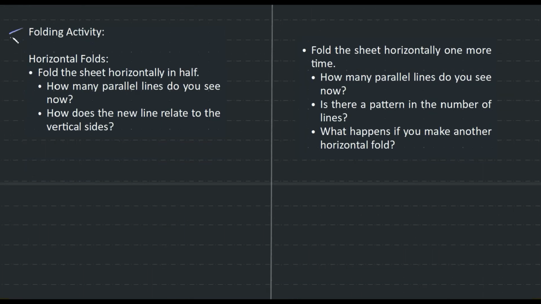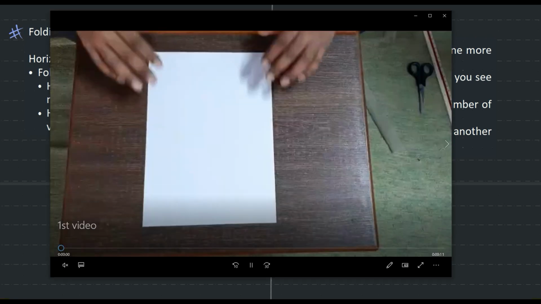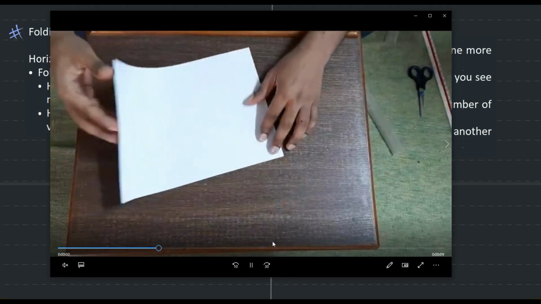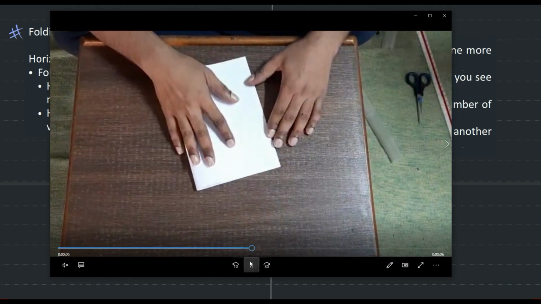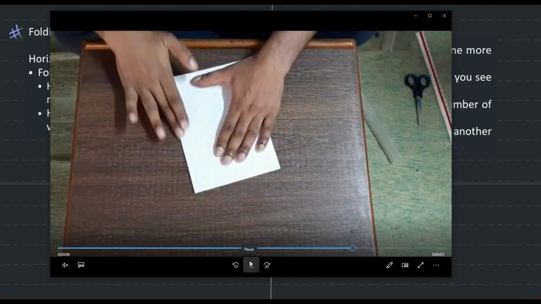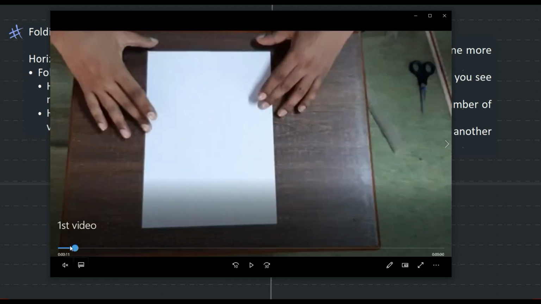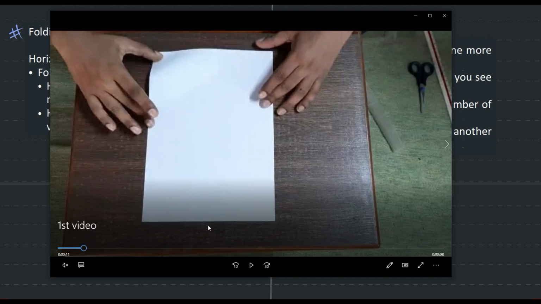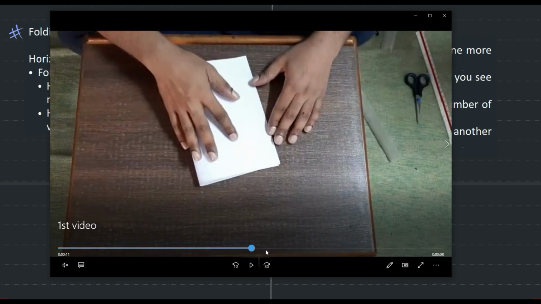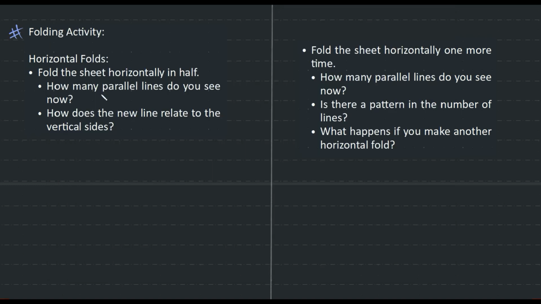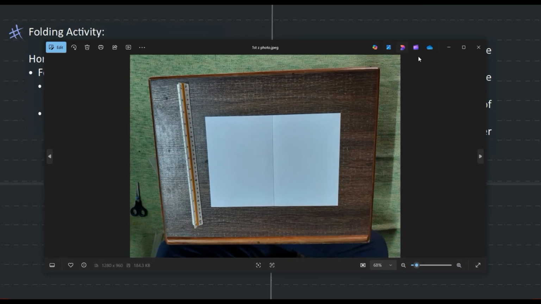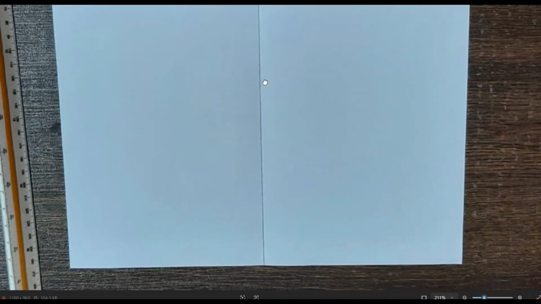Folding activity now. Horizontal folding. Let me show you how to do this. So this is your horizontal folding, as simple as that. Take the edge and overlap it perfectly with the other edge, and you will end up with this scenario. How many parallels do you see now? So this is the folded part.